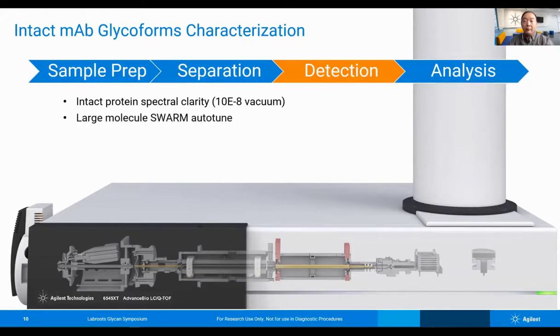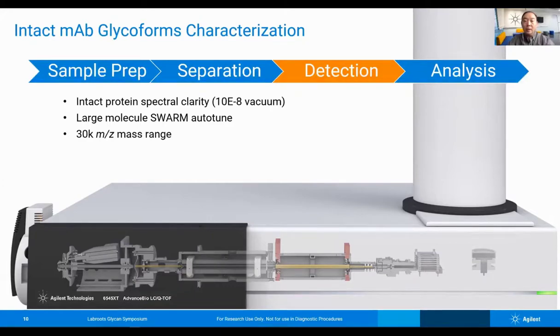We have also developed a new tuning algorithm to specifically optimize the entire system for analysis of very large molecules when you need it to. This is the next advancement of the Agilent SWARM Autotune, in order to adapt the system performance to your applications. The improved spectrum quality and large molecule tune has greatly improved our large molecule transmission in the mass spec.